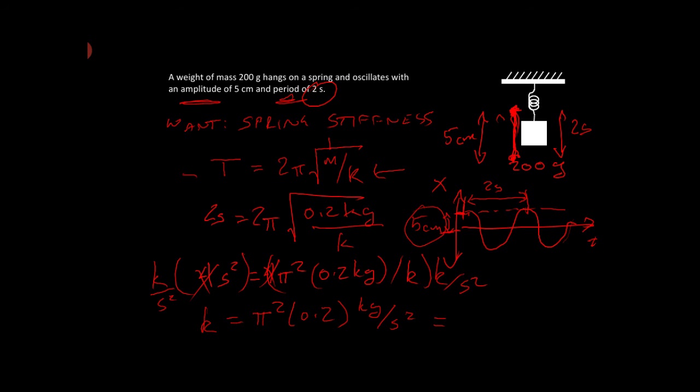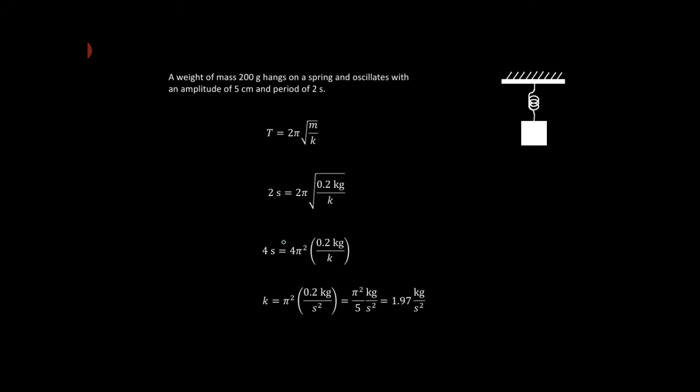So then all we have to do is plug that into our calculator, right? We have pi squared over 5 kilograms per second squared. I like that number a lot better than this one, but you like this one better. It's 1.97 kilograms per second squared. Okay, so that's it. That's the answer, 1.97 kilograms per second squared. So where was the error I saw? There's the error.